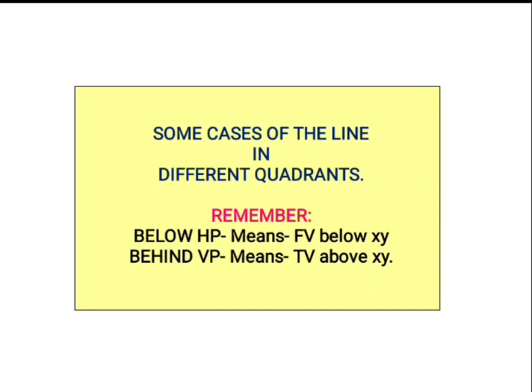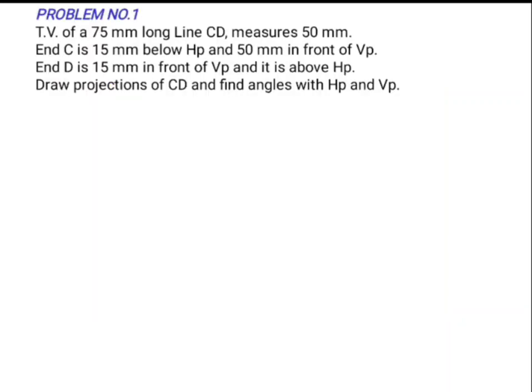Dear students, welcome back. Today we are going to do some problems related to lines in different quadrants. One thing you have to remember is that if a point of a line is below the horizontal plane, its front view will be below the XY line. Similarly, if a point on the line is behind the vertical plane, the top view of that point will be above the XY line. Now we can do some problems.